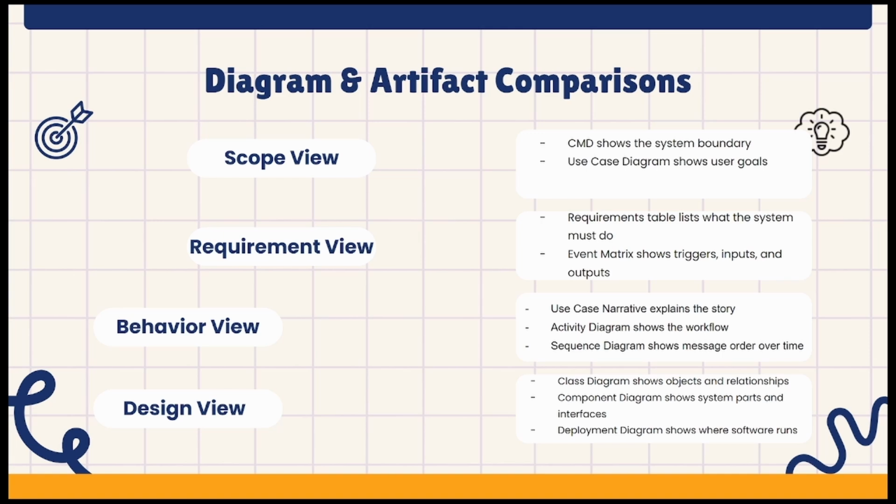Each diagram answers a different question. The CMD answers what is inside and outside the system. The requirements table answers what the system needs to do. The event matrix answers what the system should respond to. The activity and sequence diagrams explain behavior, while the class, component, and deployment diagrams move more into design and architecture. This is why no single artifact is enough by itself.